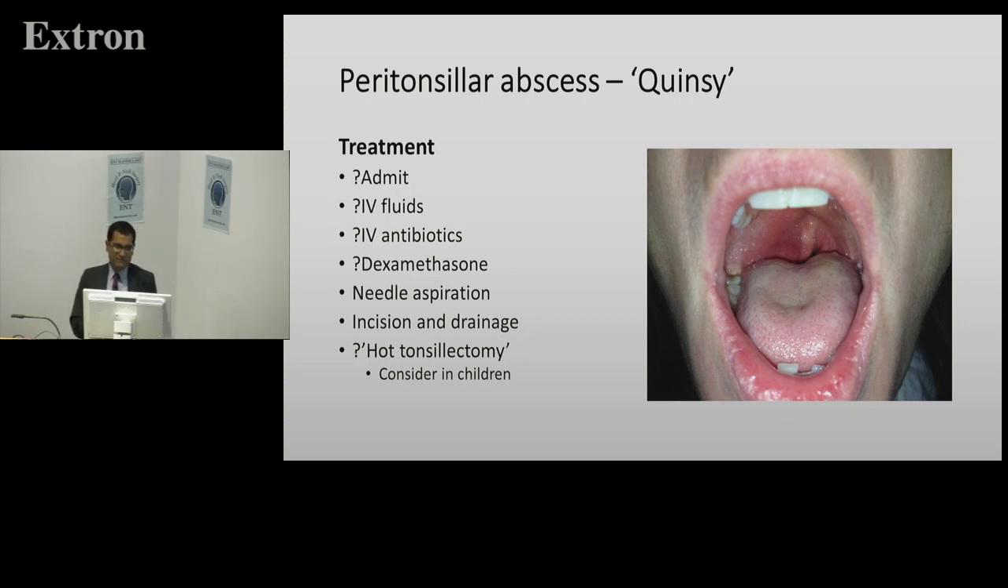In children, I sometimes do a hot tonsillectomy, because luckily peritonsillar abscesses aren't that common in children, but if you do encounter them, they won't let you put a needle in their mouth, often when they're that young. And if you take them to theatre, it just makes more sense to remove the tonsil and drain the abscess that way.